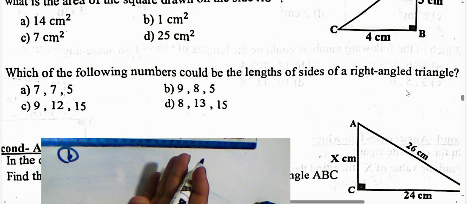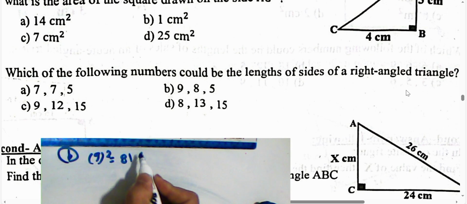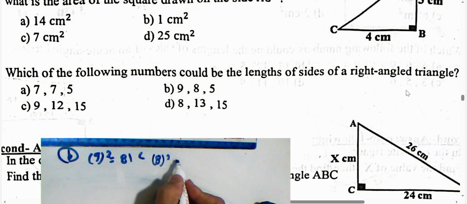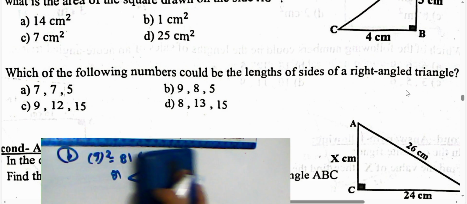Okay, letter B. What about 9 squared, which is 81, and also 8 squared plus 5 squared? 8 squared equals 64, and 5 squared is 25. The sum is 89. What will this triangle be? 81 is less than 89. This triangle we call an acute angle triangle also.